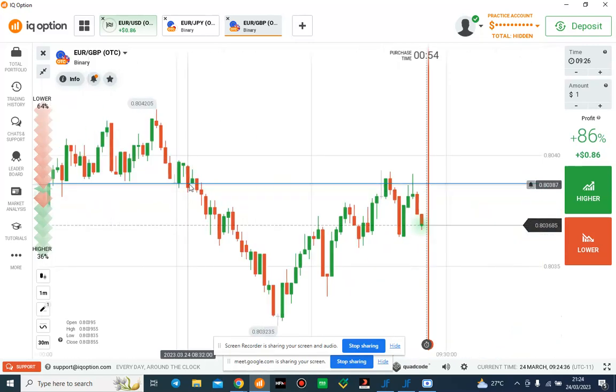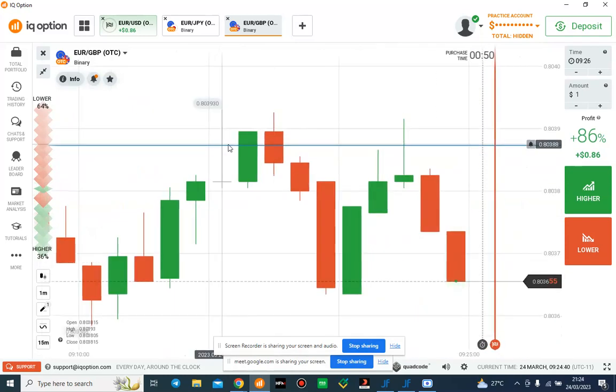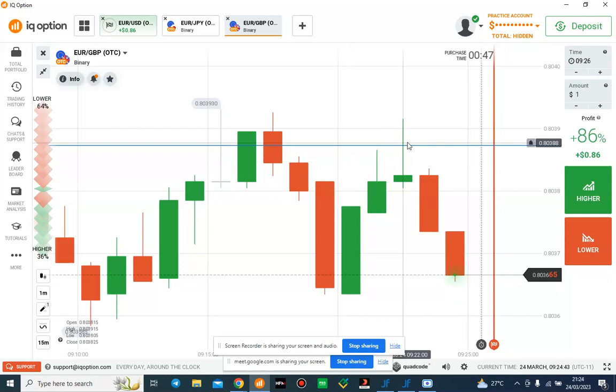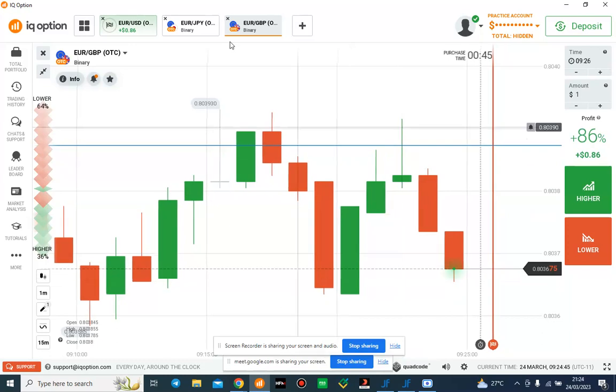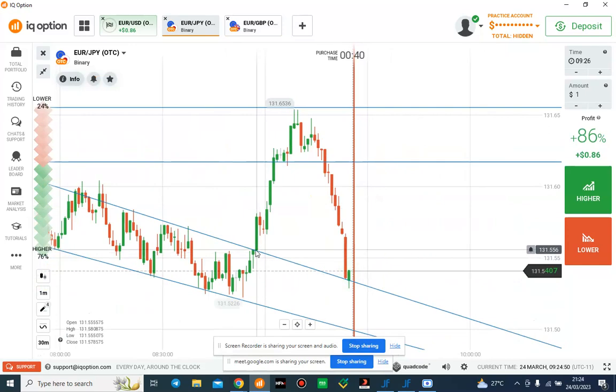As the sellers push the price down, it means that this area is now the sellers' area. So anytime the price touches the line, there must be a sellers' entry. Let me show you another. You can see the same thing here.